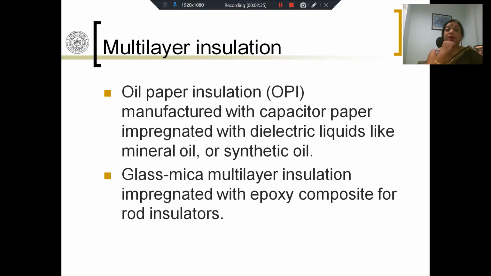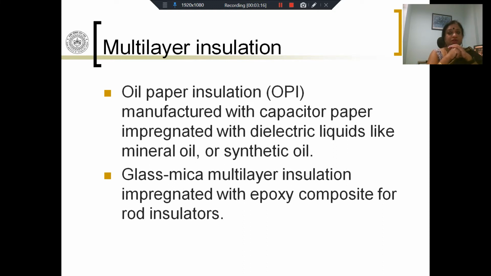Then there are multi-layer insulations where you use solids but use different layers of different materials. The example is glass mica multi-layer insulation, where you have glass interspersed with mica layers. Or you might have glass mica multilayer insulation which is impregnated with epoxy composite. So we want to make rod insulators, and for that we take glass mica multilayer insulation, and over and above that we use epoxy impregnation.